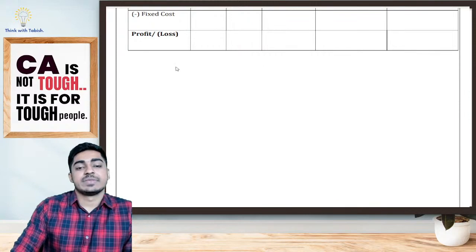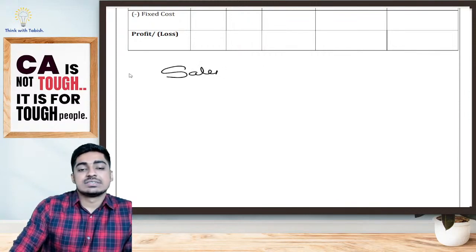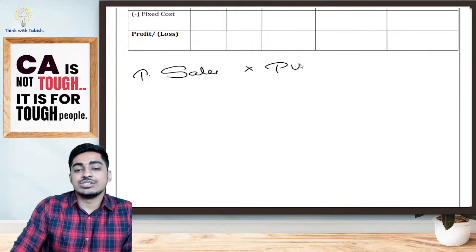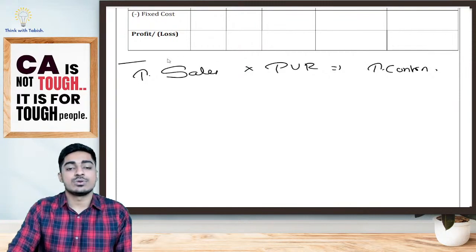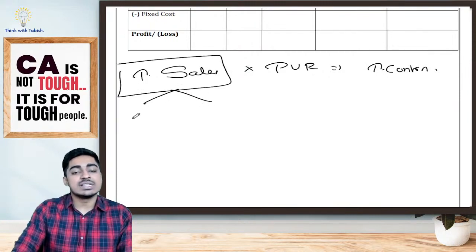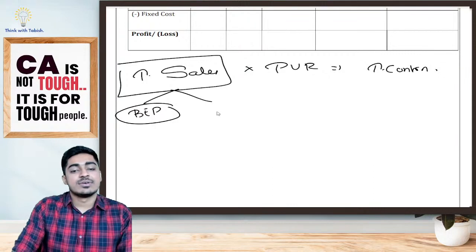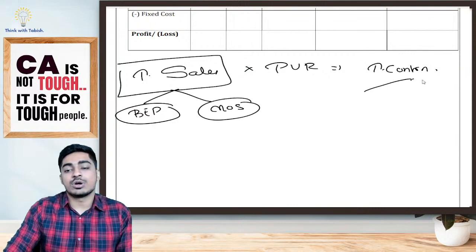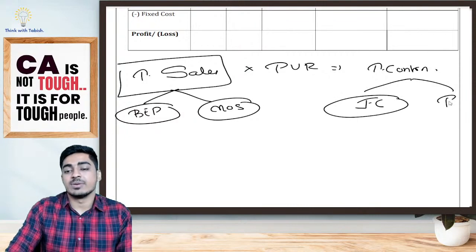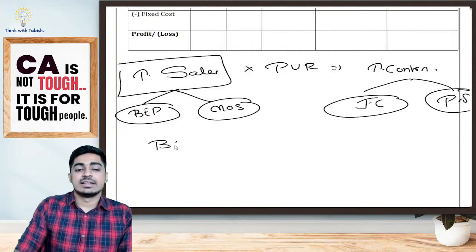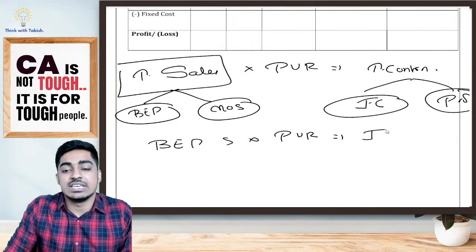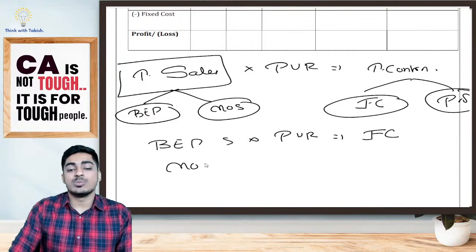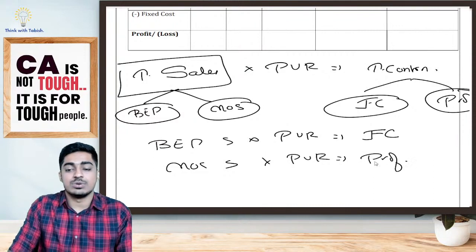Again, one more thing which we did. Sales into PV ratio gives us the total contribution. Total sale is bifurcated: we have BEP sale and we have MOS sale. Again, total contribution is bifurcated into fixed cost and profit. So we can say BEP sale into PV ratio will give us the contribution which is equal to our fixed cost, and MOS sale into PV ratio will give us a contribution which is equal to our profit.